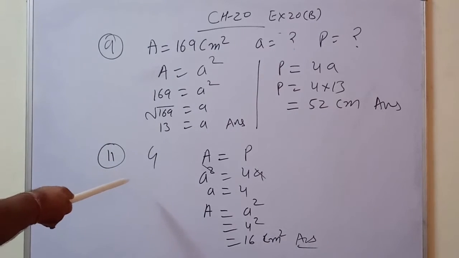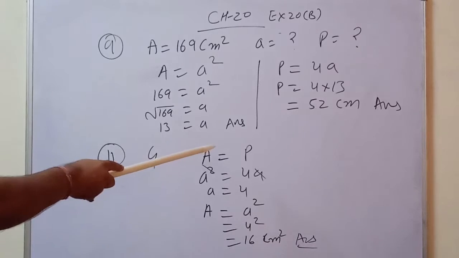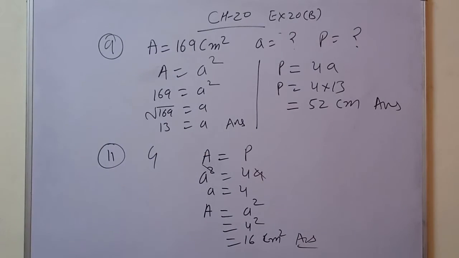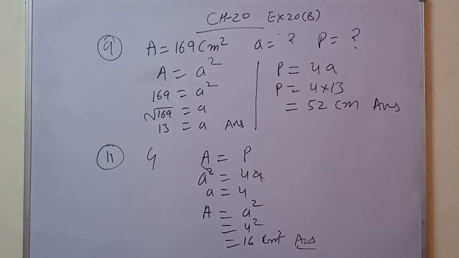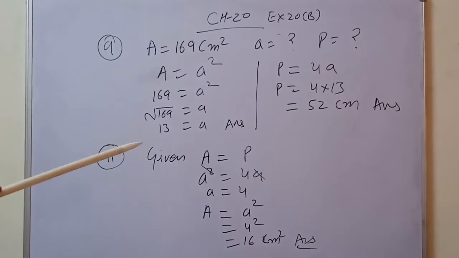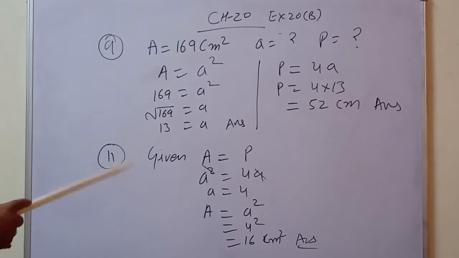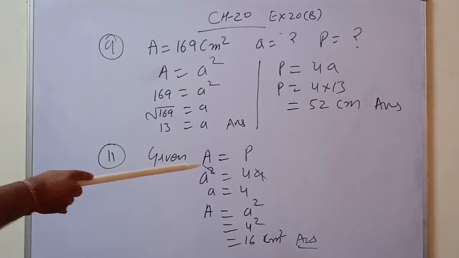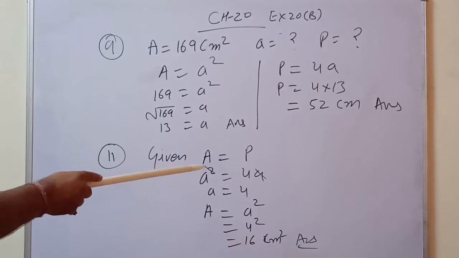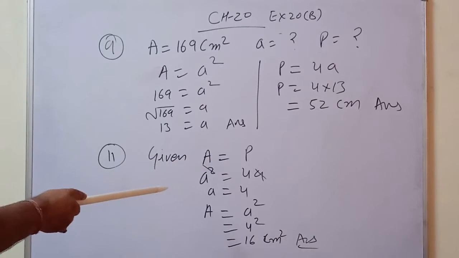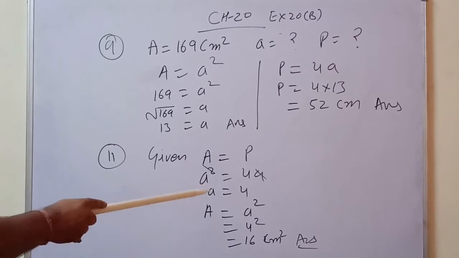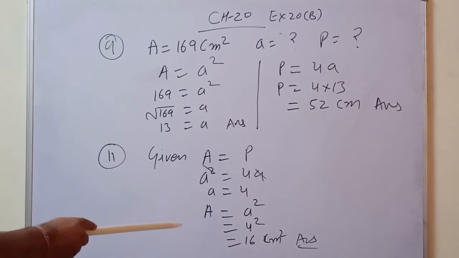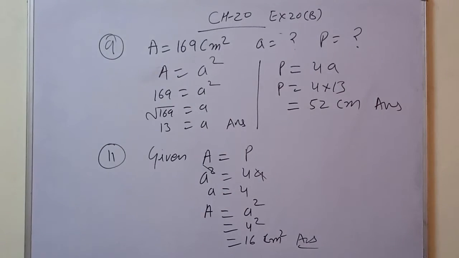Now we are taking sum number 11. In the 11, given area is numerically equal to the perimeter. So write down A equals P, and we know area equals A square, equals 4A. A square, here is the A square and here is the A, so will cancel each other. So we got A equal to 4. Now area equals A square, that is 4 square. We got the side A equal to 4. So 4 fours are 16. So area equals 16 centimeter square.